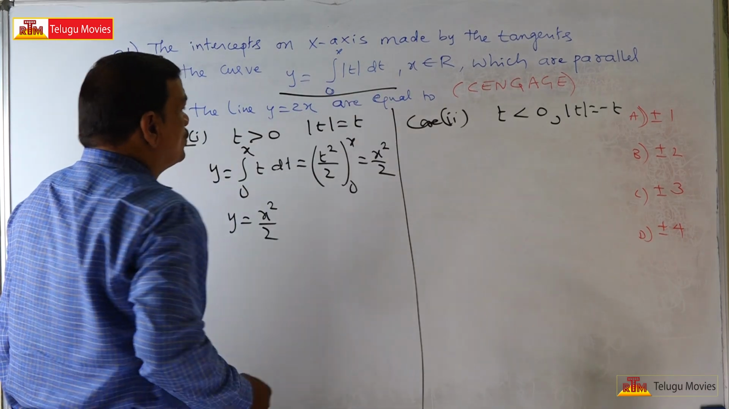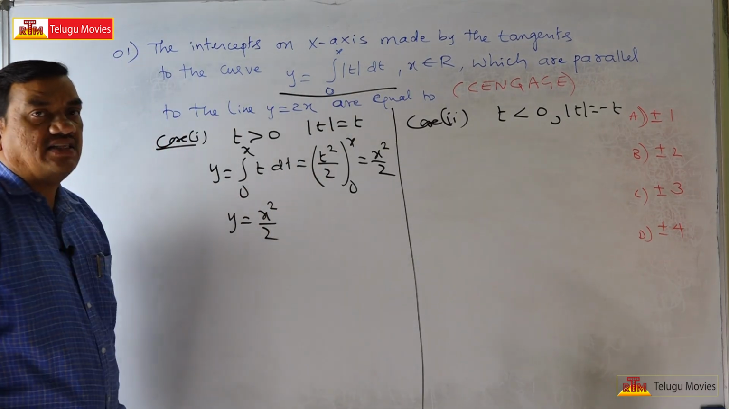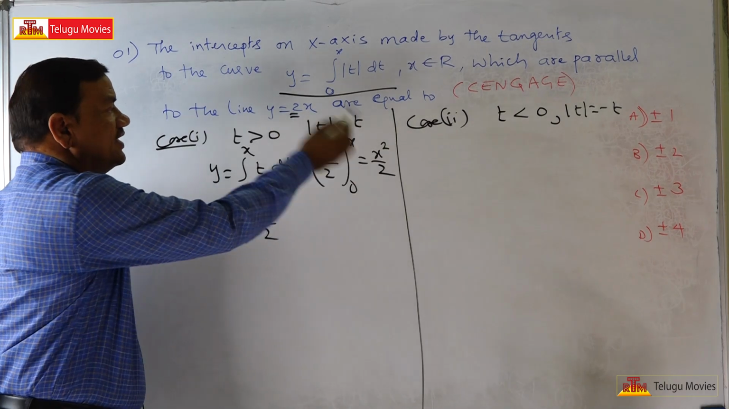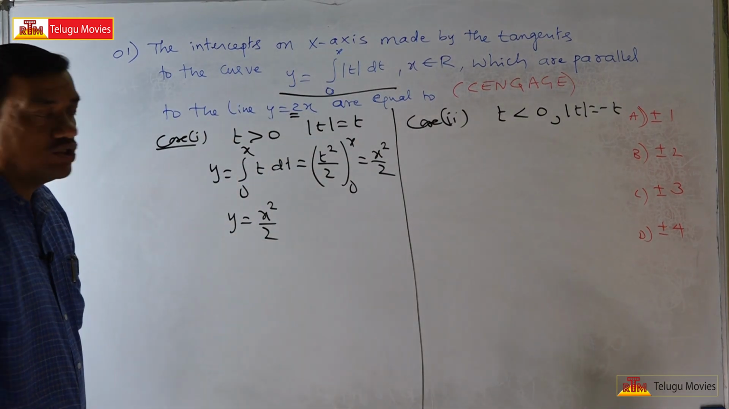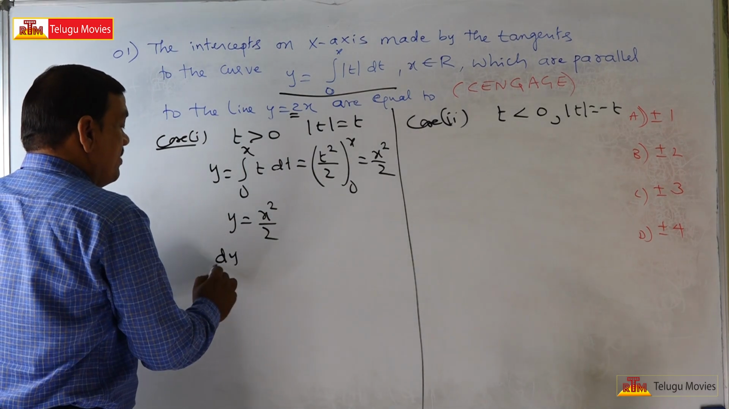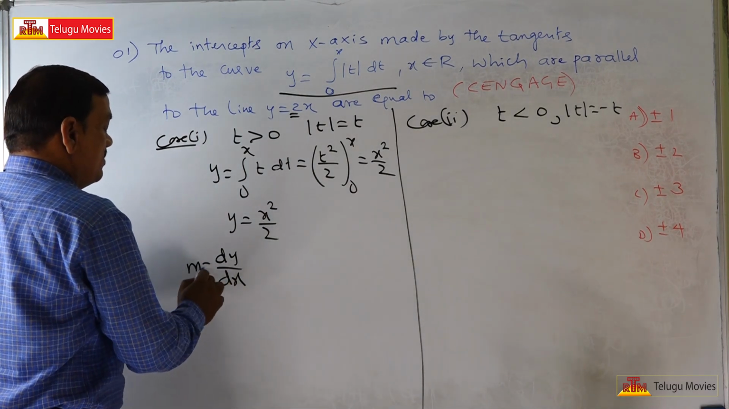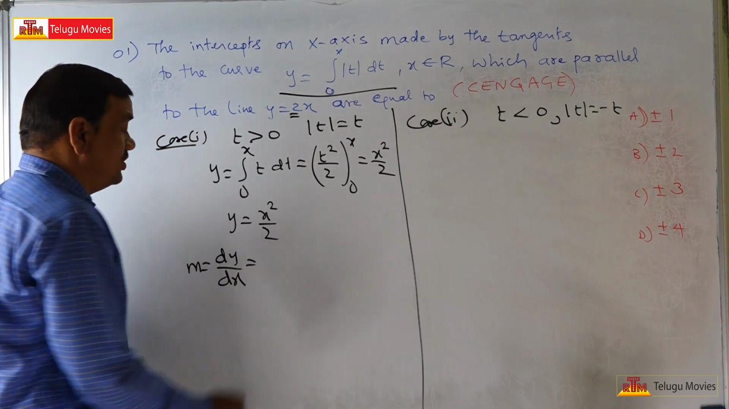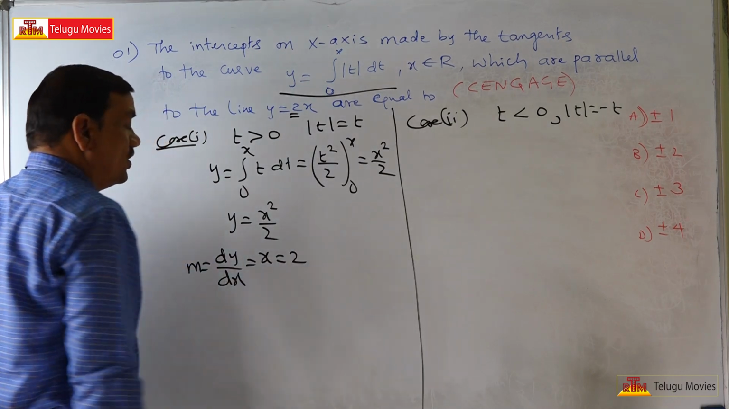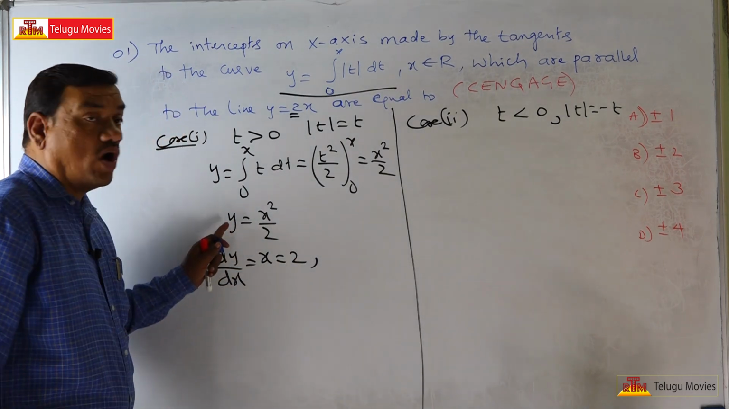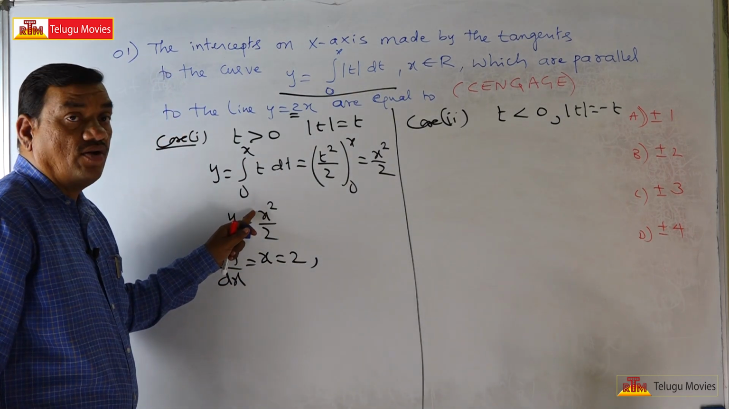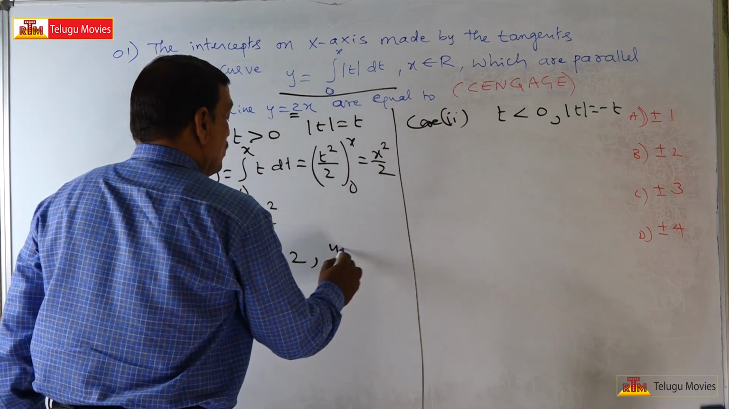Now what is the slope of the tangent? It is 2, because it is parallel to the line y equals 2x. We know how to find the slope of the tangent: the derivative dy by dx is nothing but the slope. This is 2x by 2, so x equals 2. We got the x-coordinate. To get the y-coordinate, substitute in x square by 2: 2 square is 4, by 2, is 2. So y equals 2.